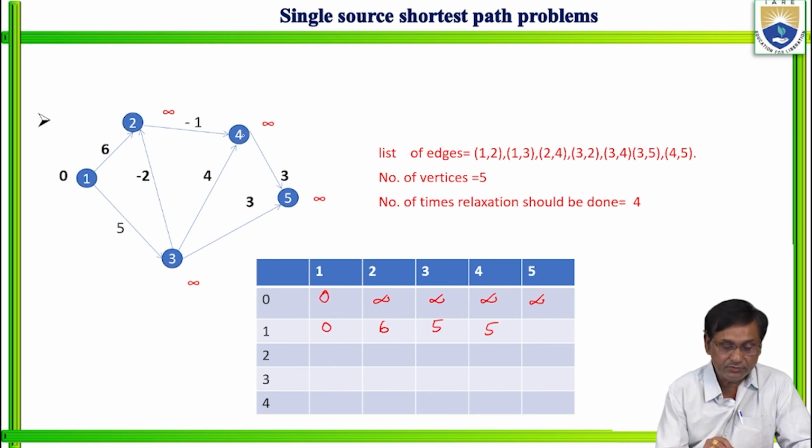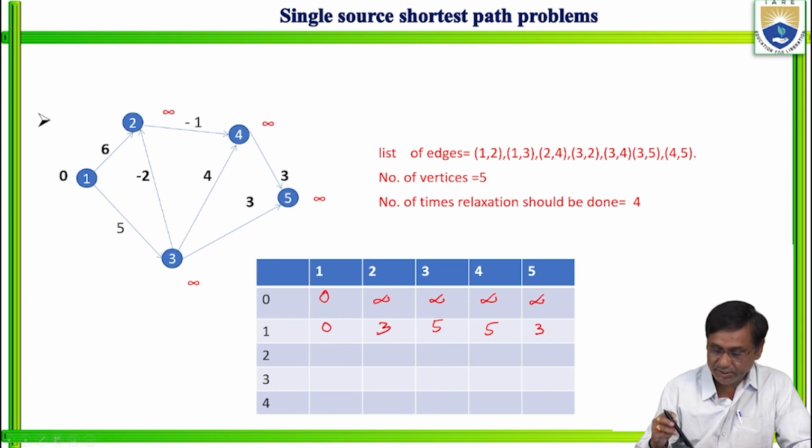So the value of vertex 4 is 5. Then 2 to 4 is over. Next, 3 to 2. The value of 3 is 5 here, and 3 to 2 means 5 minus 2 is 3. So vertex 2 changes from 6 to 3 only. Initially it is 6, now it becomes 3.